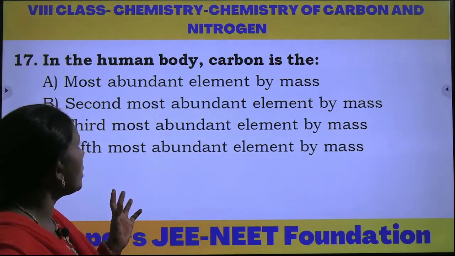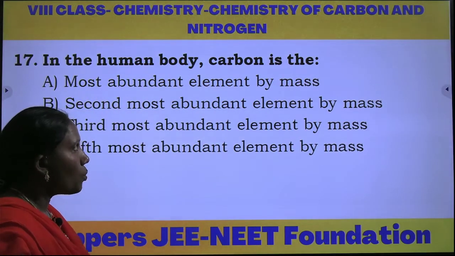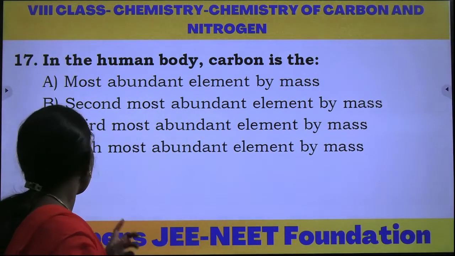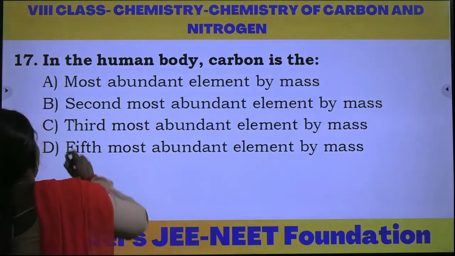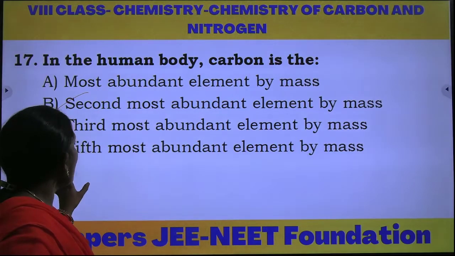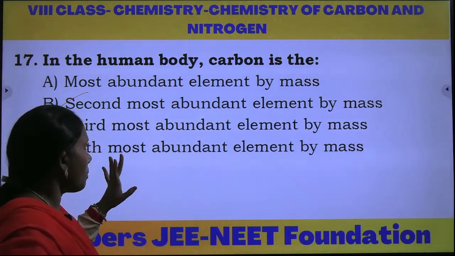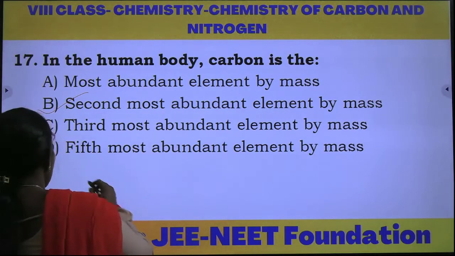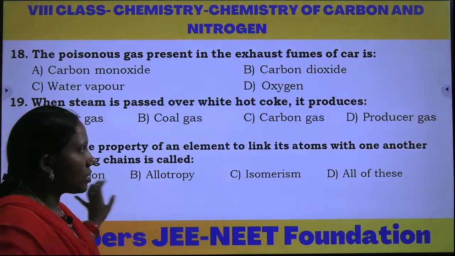Let us see the options. Most abundant element by mass, no. The most abundant element in the human body by mass is oxygen, not carbon. Second most abundant element by mass is the correct answer. Third most abundant element by mass, no, it is not. They will be DNA, proteins, carbohydrates. Third most abundant element is not carbon. Next, fifth most abundant element by mass is not carbon. So it is the second most abundant element by mass.